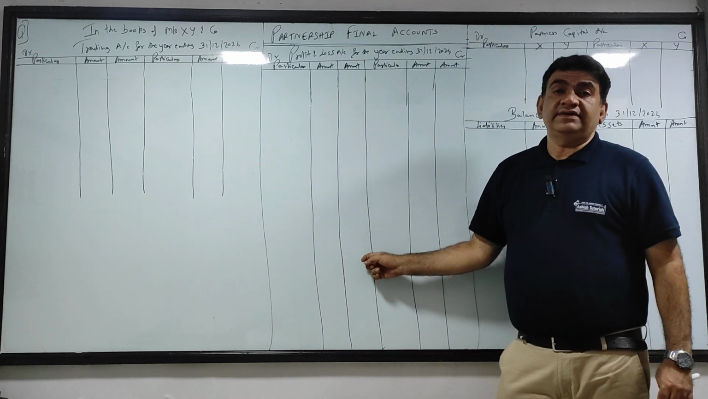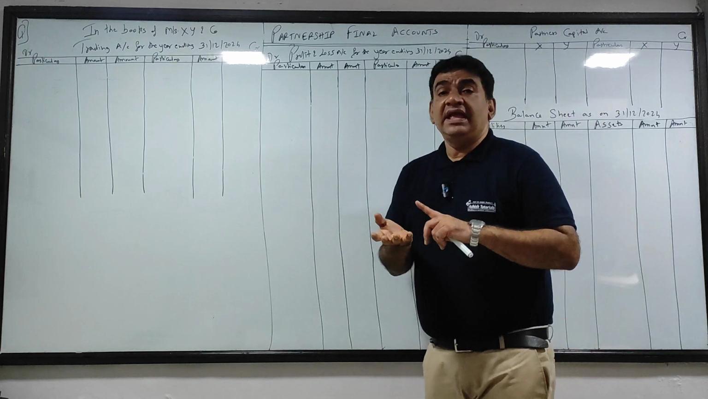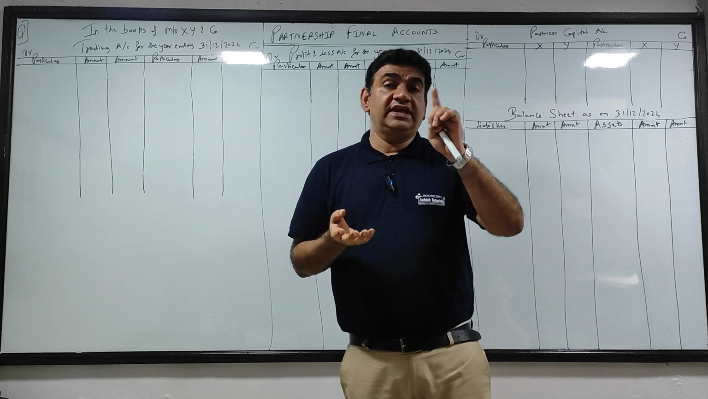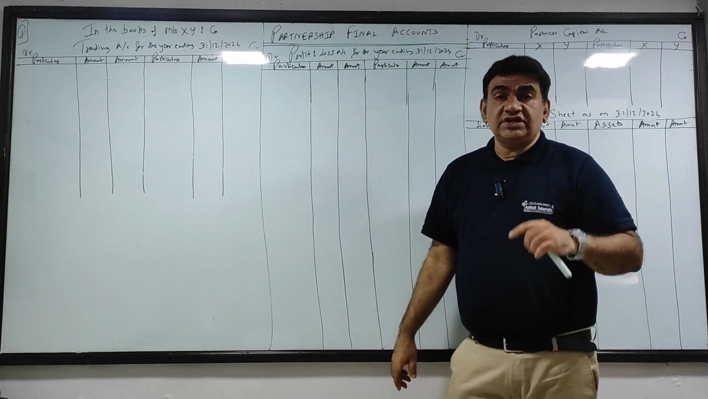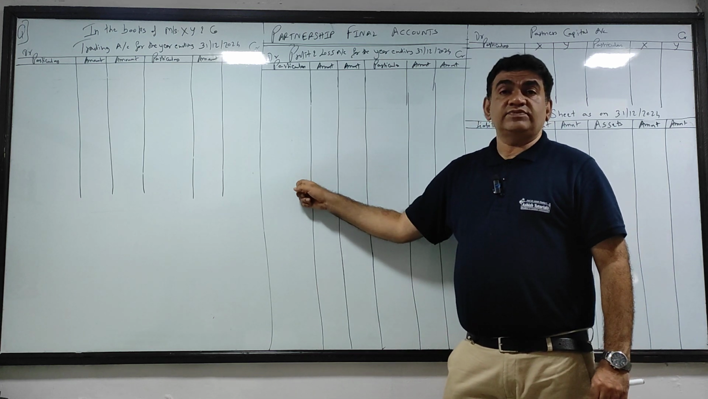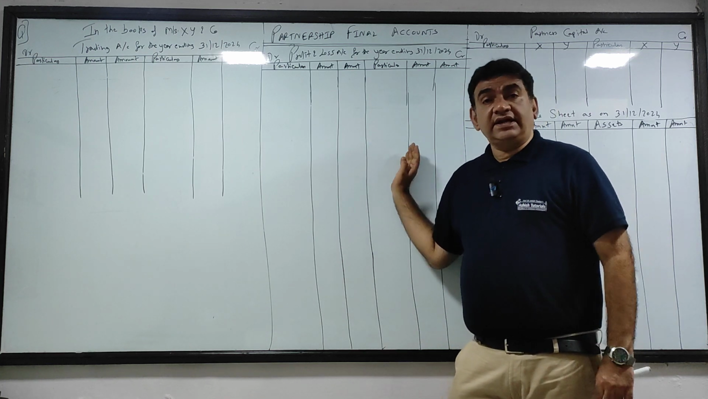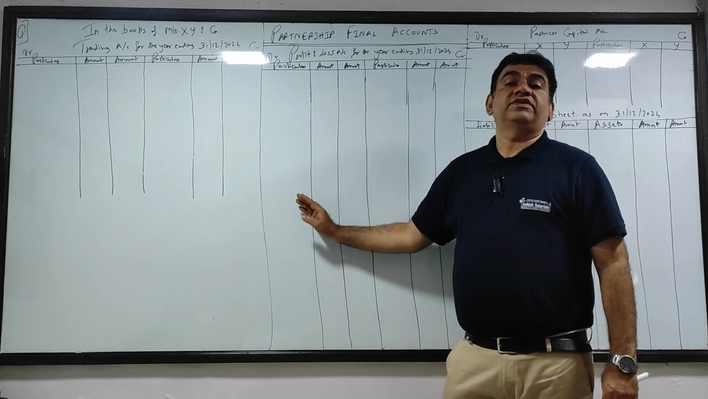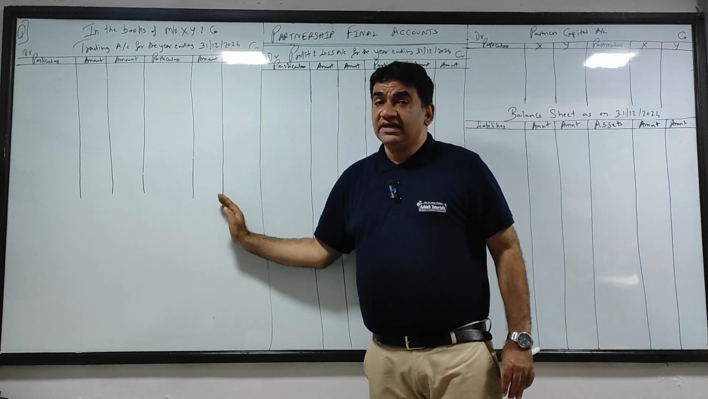Expenses will be debited, incomes will be credited. What types of income? Discount received. If they give you discount allowed, it is expense; discount received is income. Commission paid, expense; commission received, income. Interest paid, expense; interest received, income. So incomes will be credited to P&L and expenses will be debited. Same way, how do you close trading account?